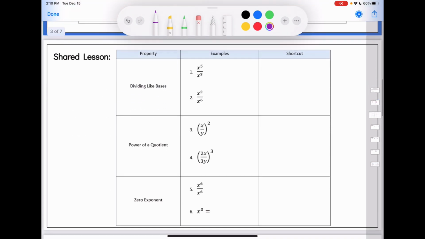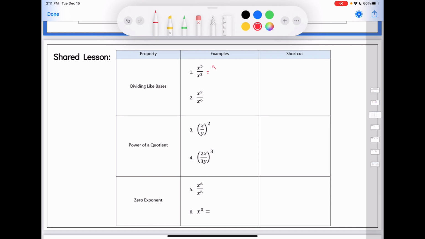So today we're going to throw in some dividing ideas, right? Dividing is when we deal with our fractions. So the first thing we're going to talk about is what happens when I'm dividing like bases. So yesterday we were multiplying like bases, all on the same level. Today we're going to divide. So this is where things get a little bit tricky, but if I look at number 1 here, I have x to the 5th over x to the 3rd.